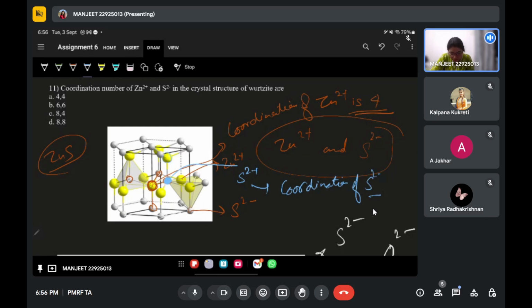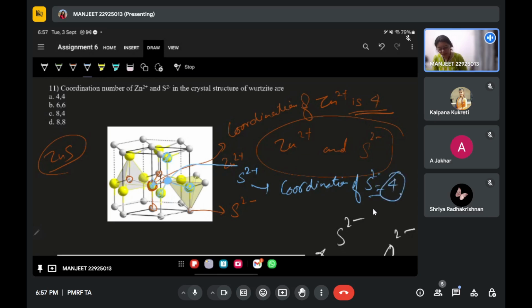This is connected to this zinc one, and this one. This is one of your tetrahedra. So what will be the coordination number for this one? This atom is not connected to this one. So how many zinc atoms are connected to the S2 negative? This is the first, second, third, and fourth. So the coordination number for the sulfide S2 negative will also be 4.